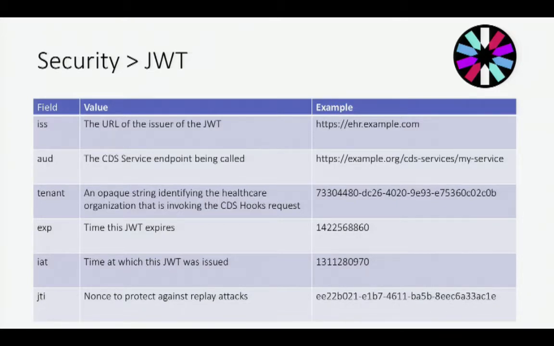JWTs have an expiry time and a time at which they were issued. This helps to prevent against man-in-the-middle attacks, where a man-in-the-middle were to grab that token, do something with it, and try to give it to you later. And then finally, there's a nonce value here that protects against replay attacks. So once you process a JWT, you should mark it as processed and mark that nonce value as processed within this expiry period here, and that helps prevent against those replay attacks.